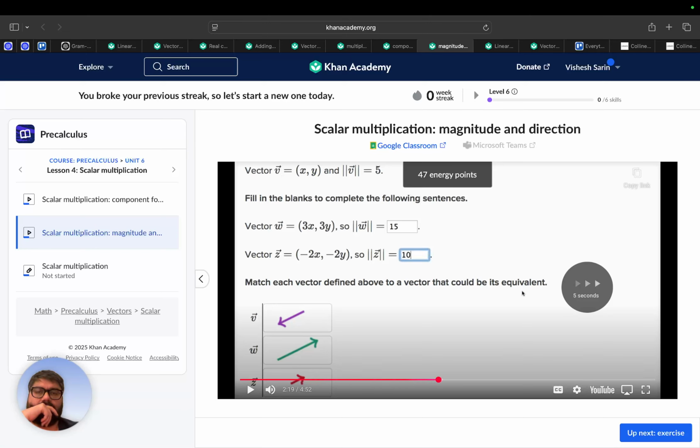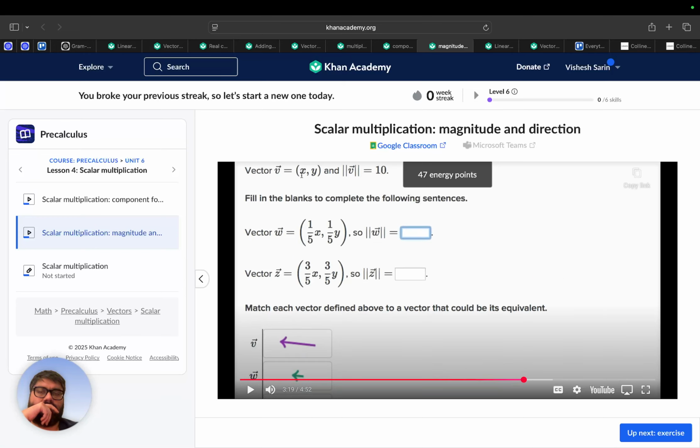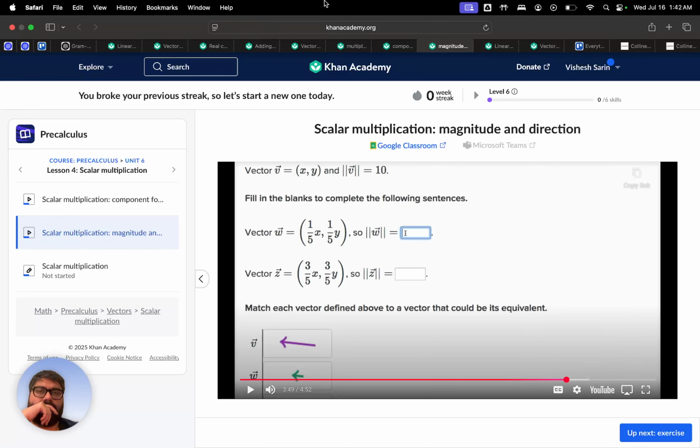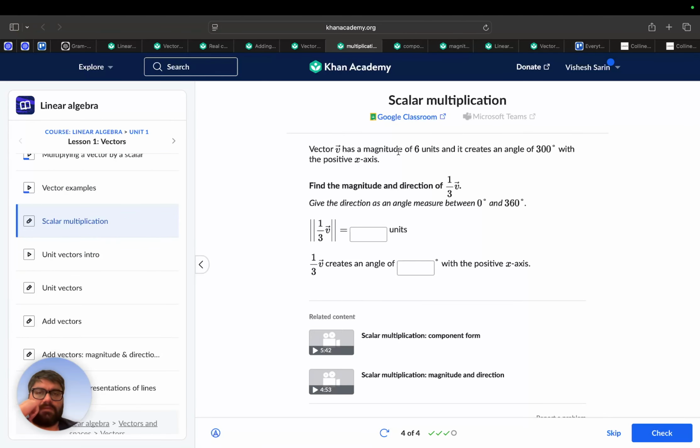This one's easy. Well, 1/3 of v will still create the same angle. Its magnitude is 6 units, just 6 divided by 3 is 2.